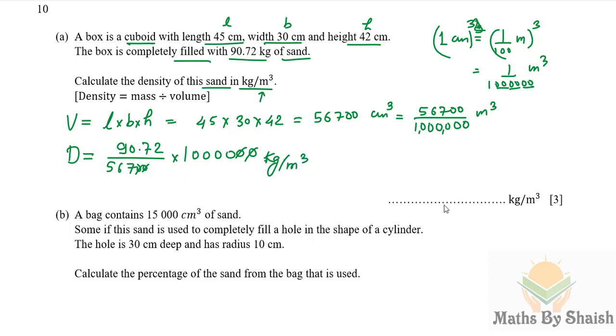So from the calculator the answer is 1600. So it is 1600 kilogram per meter cube. It's 1600, I did not cut this zero. It is 1600 kilogram per meter cube.